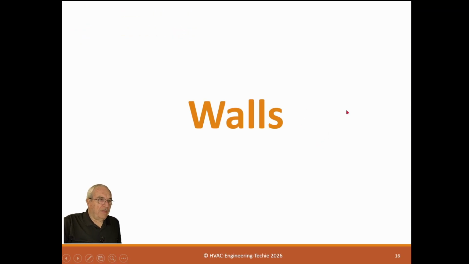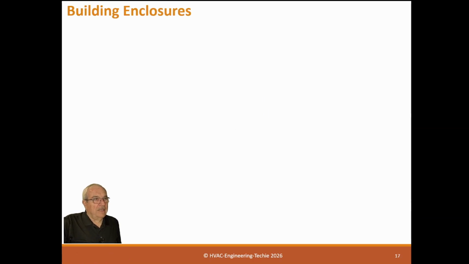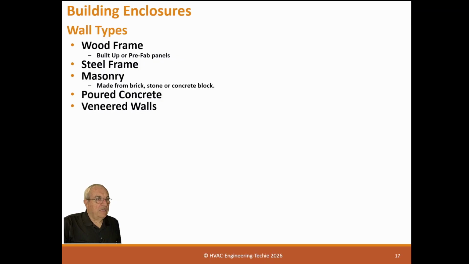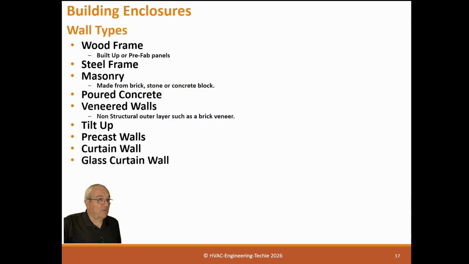All right, walls are the main subject normally on a building because they're the ones that are the hardest. So wall types: we have wood frame, built up or prefab panels. You can do either one. Steel frame, masonry. This can be made from brick, stone, or concrete block. It's considered masonry. Poured concrete. Veneered walls, which basically have cladding on the outside and are made up from different components. Non-structural outer layers, such as a brick veneer. We have tilt-up panels, precast walls, curtain walls, and glass curtain walls. And these are the types of walls we're going to look at.